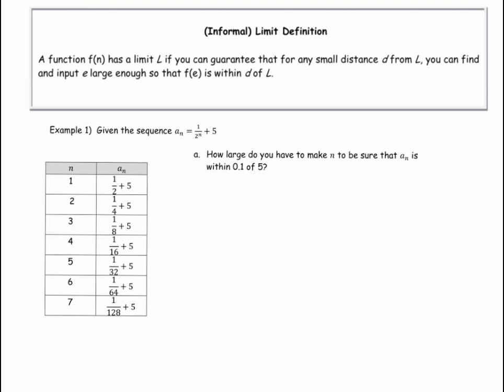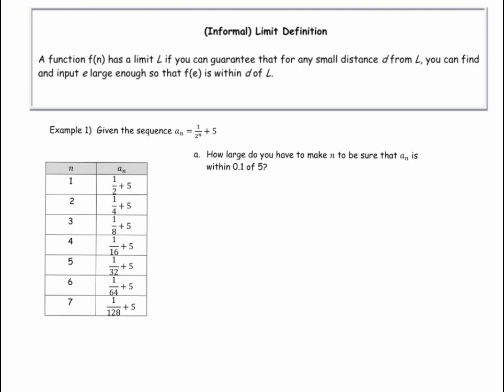So this says a function, or we could say a sequence, because sequences are functions, has a limit, L, if you can guarantee that for any small distance, d, from L, you can find an input, E, large enough so that f of E is within d of L. You might find it hard to believe that's the informal definition, but the precise mathematical definition really is saying the same thing, but with symbols instead of all these words.